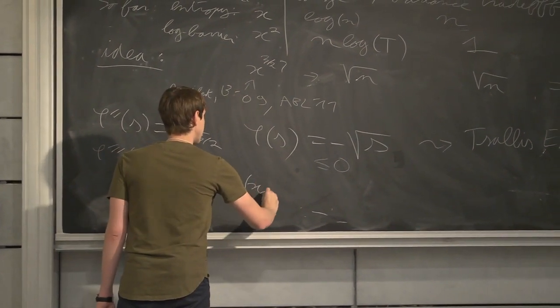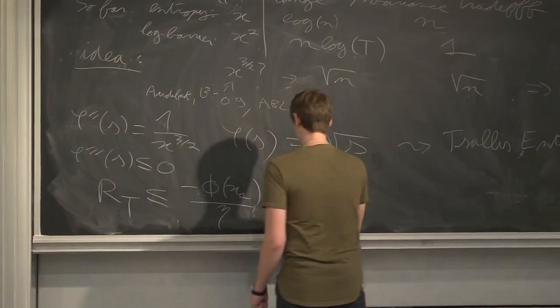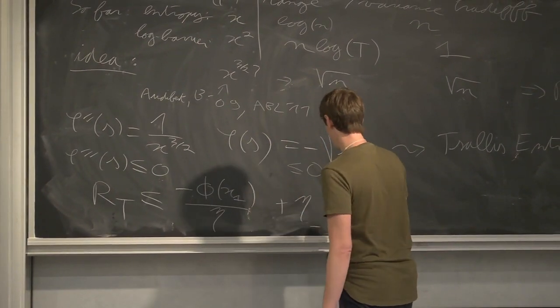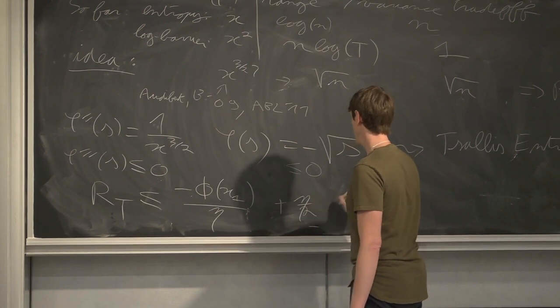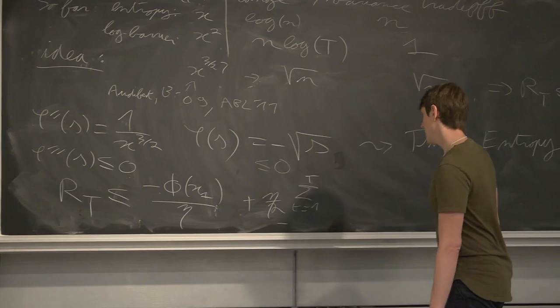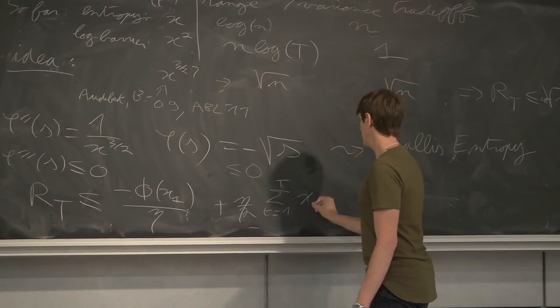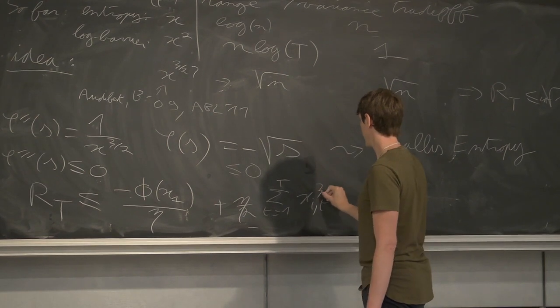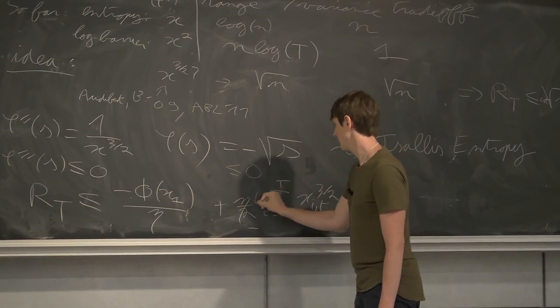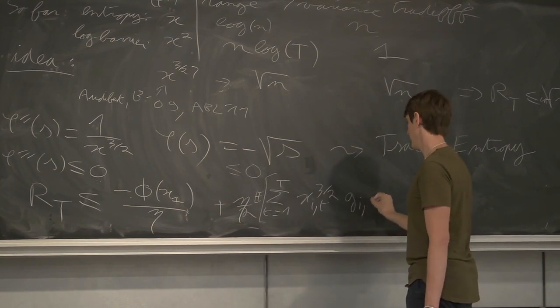of x1 over eta plus eta over 2, the sum for t equals 1 to capital T. What do I get? I get xit to the 3/2, right, and an expectation here. GIT squared.